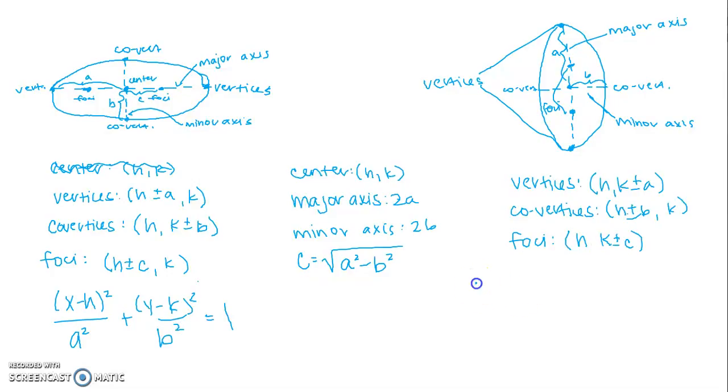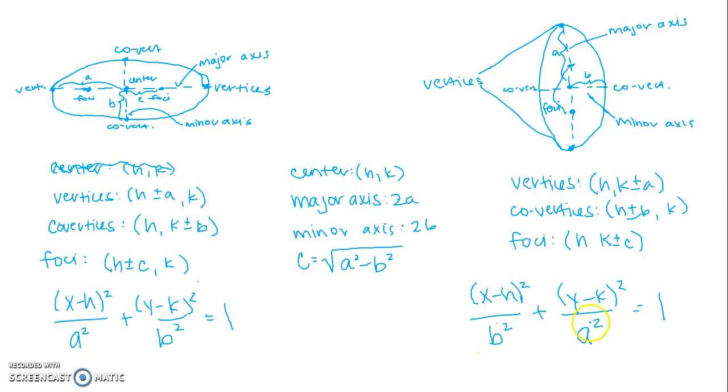Over here is very similar. I'm still starting with my x minus h squared over something plus y minus k squared over something equaling 1. In this case, since it's vertical and the a, major axis, vertices, everything is affecting the y, I'm going to put the a squared underneath my y. The b squared will go underneath my x.